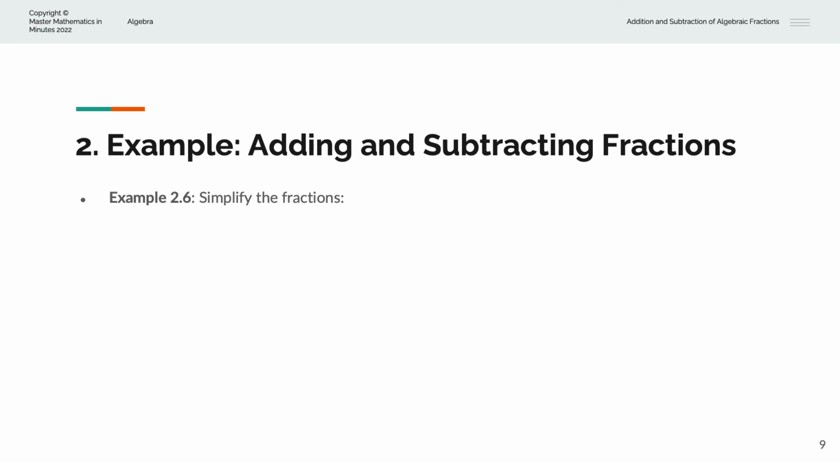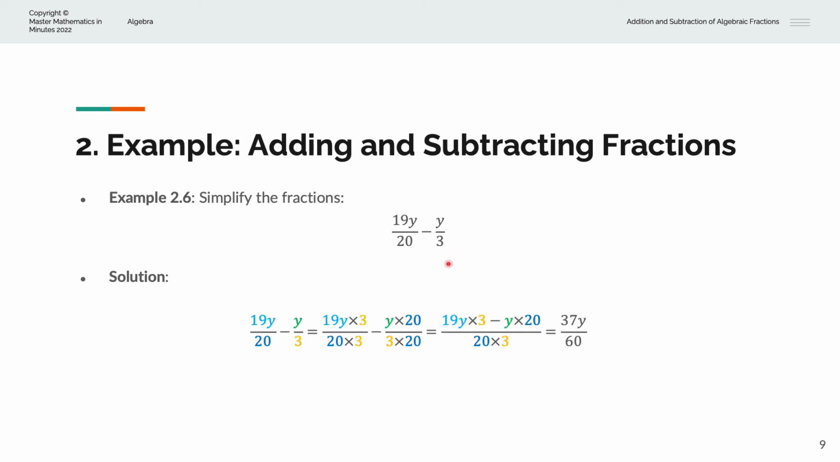In the final example, we're asked to simplify the fractions 19y over 20 minus y over 3. And once again, these two fractions do not share the same common denominator, and so we'll need to restate both so that they have the same common denominator. Starting with the first one, we have 19y over 20, and we'll multiply both the numerator and denominator by 3. And that becomes 19y multiplied by 3 over 20 multiplied by 3.